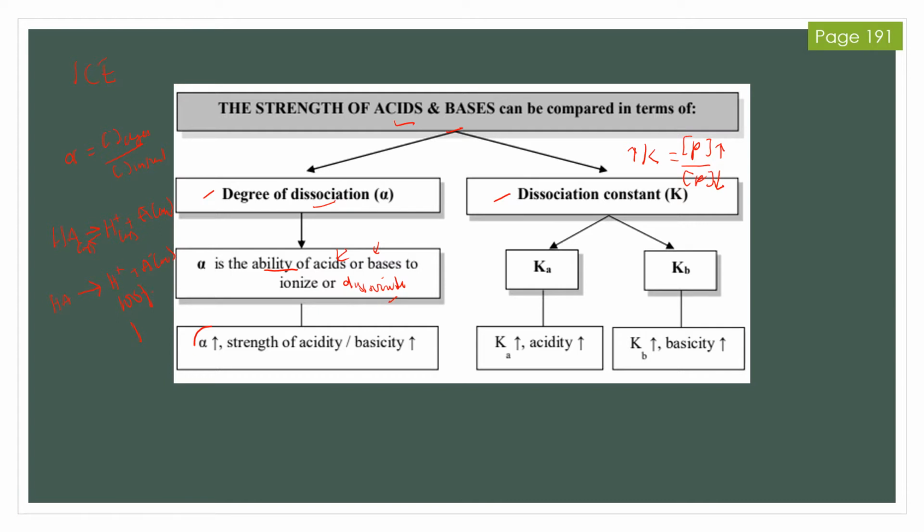So the higher the value of alpha, the degree of dissociation, the stronger the acidity or basicity, because the concentration of hydrogen ion is high. For example, here there is 10 molar, and here there will also be 10 molar. But if we have a lower alpha, with 10 molar here, there might be only 0.1 molar of H plus, and that makes it a weak acid. Same with a base, for example KOH giving K plus and OH minus. If the concentration of OH minus is high, then the pOH will be lower.